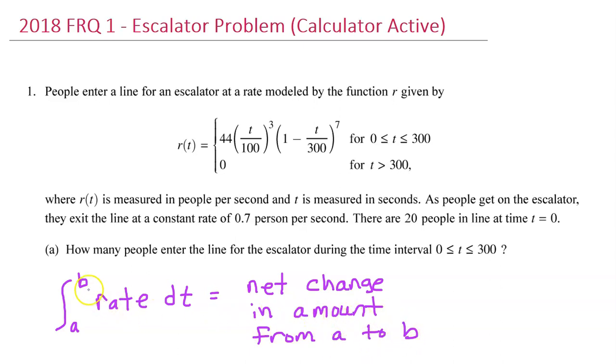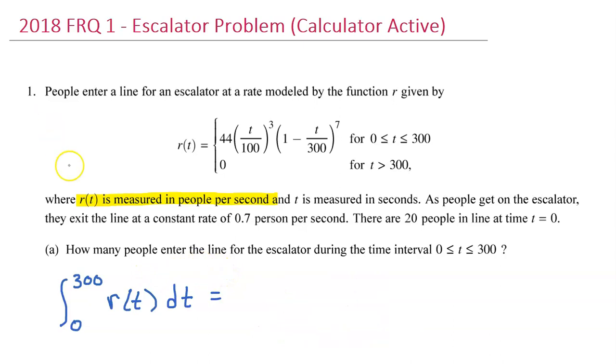So to find this, we need to find the integral of the rate of change of people. And that's exactly what r of t is. R of t, measured in people per second, is the rate of change of people entering the line. So we just need to calculate the integral of r of t from 0 to 300 to find out how many people entered the line between time 0 and 300 seconds.